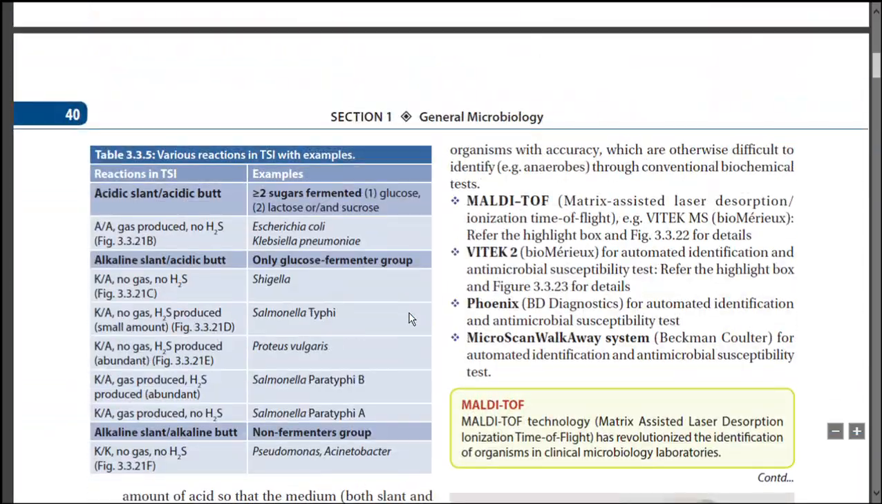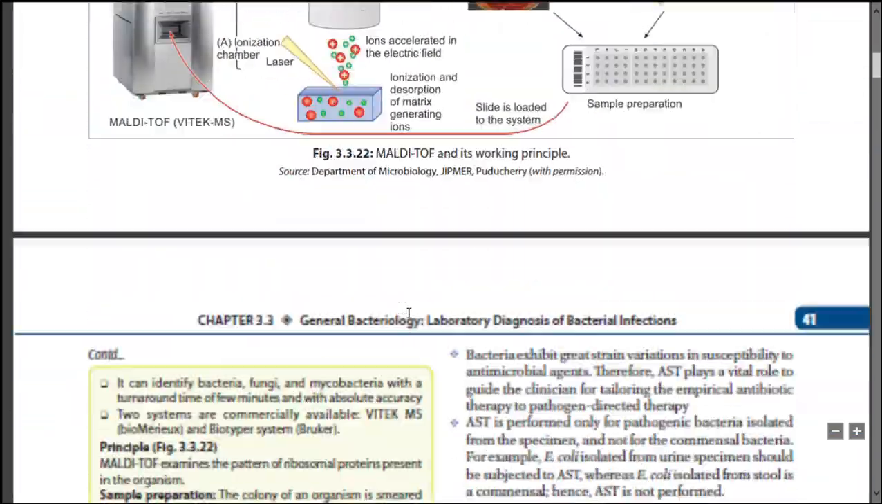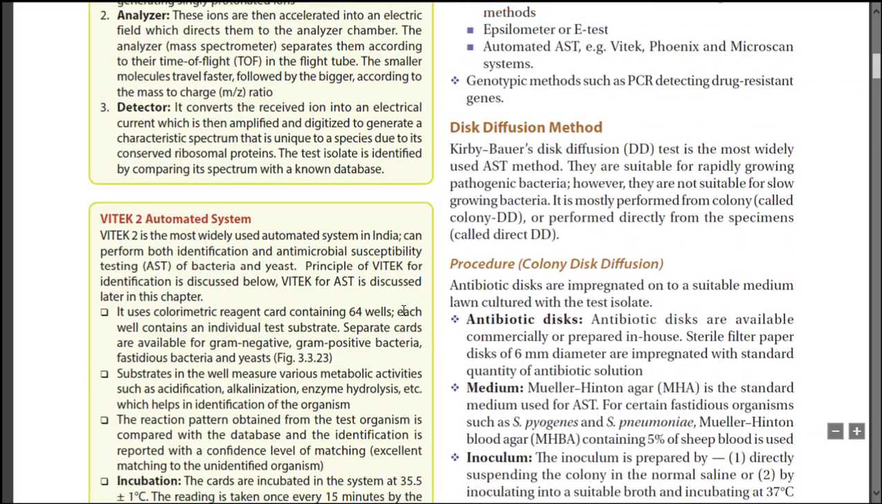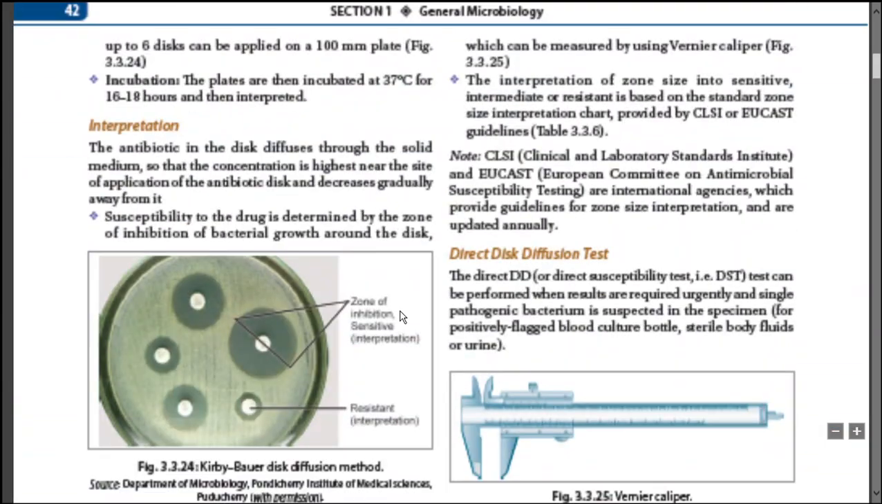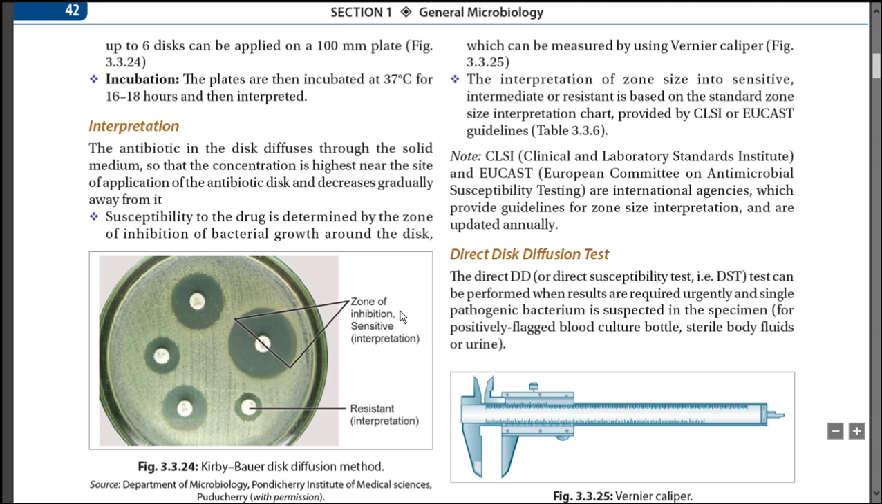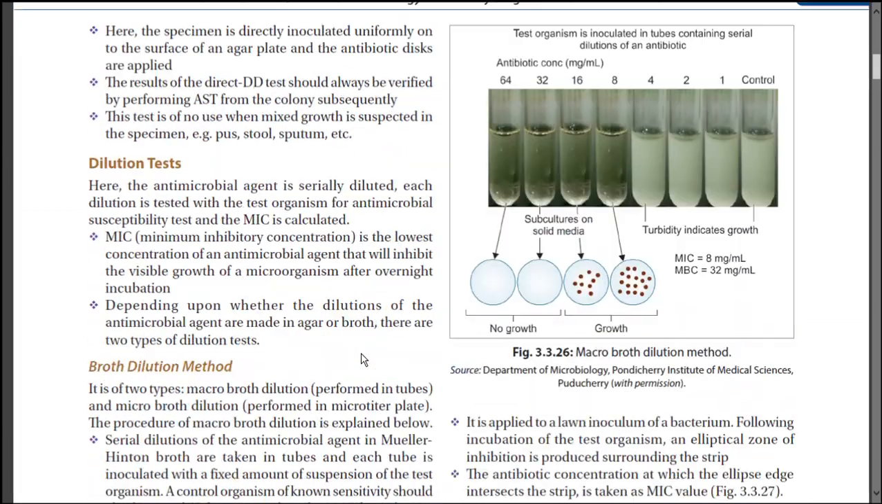That's it. I don't know whether the remaining topics will be asked or not. There's less chance of them being asked in the exam, but make sure you're thorough in culture media, culture methods and culture identification. We'll see if it comes in tomorrow's exam or not. Hope you are clear.